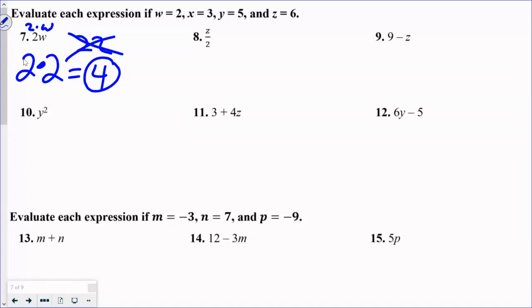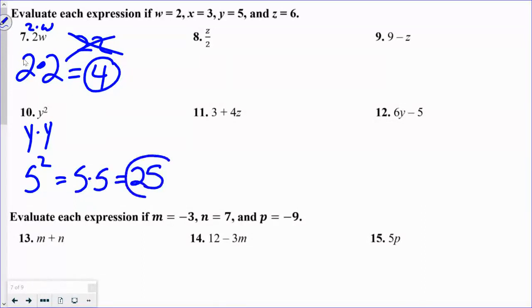Okay. What about 10? This is y squared. So that means to take y times y. That's what the square means. Okay. And if y is 5, so 5 squared, that really means to do 5 times 5, which then is 25. Okay. Most of these are pretty easy. They're all positive. Okay, so there's no extra super tricky thing to go on. Okay, so I'm pretty confident that you guys could probably do the remaining on your own. Okay, I got 27 for number 11.